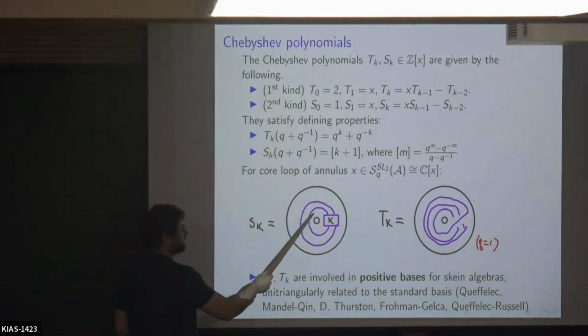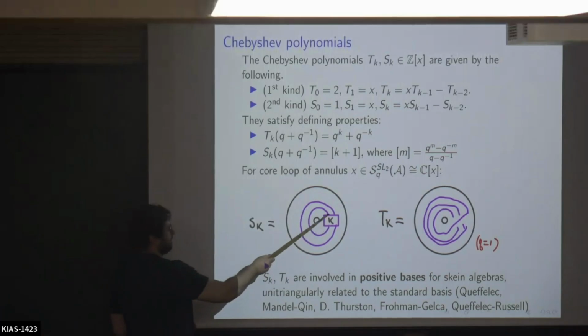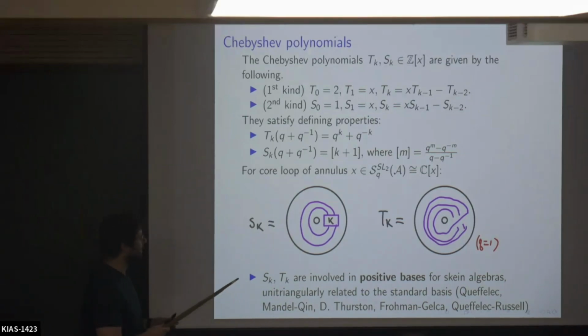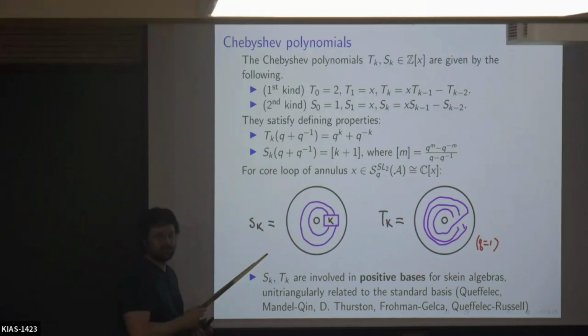So if you have a diagram in the annulus, it'll evaluate to a polynomial. This box is the K-th Jones-Wenzl projector that I'll define a few slides later. But if you close up that particular element, you'll get some polynomial, and it ends up being this S_K polynomial. If you know some representation theory, this corresponds to the K-th irreducible representation of SU(2), and this is the character polynomial of that representation.